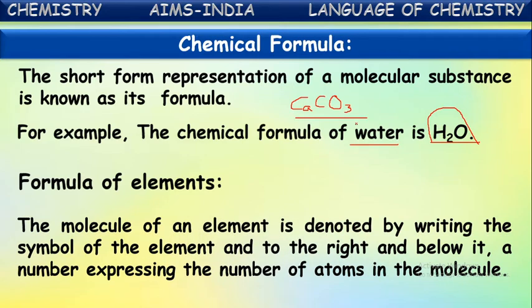The molecule of an element is denoted by writing the symbol of the element and, to the right and below it, a number expressing the number of atoms in the molecule. What does it mean? An elemental molecule is a molecule containing the same kind of atoms. So its molecule can be represented in the formula by writing the symbol of that element. Along with the symbol, a number is mentioned at the right below side of the symbol, which represents the total number of atoms present in that molecule.